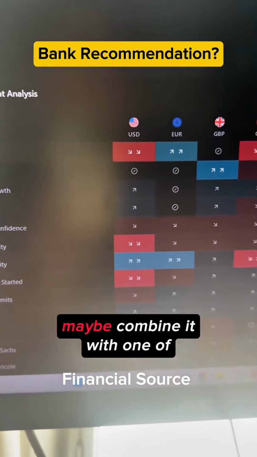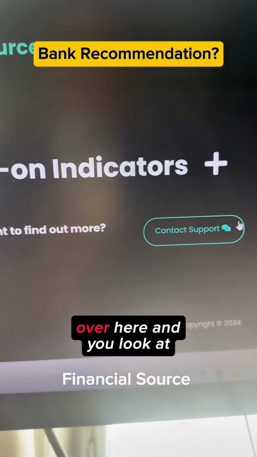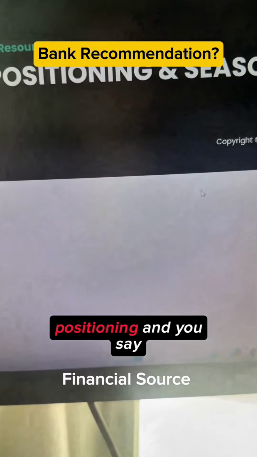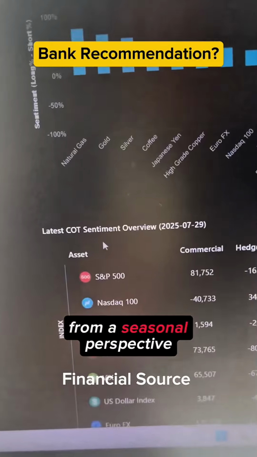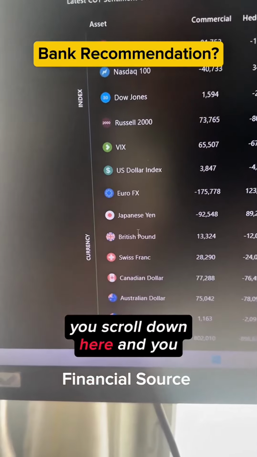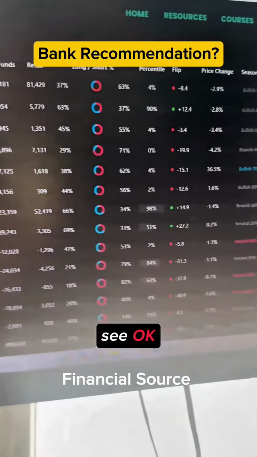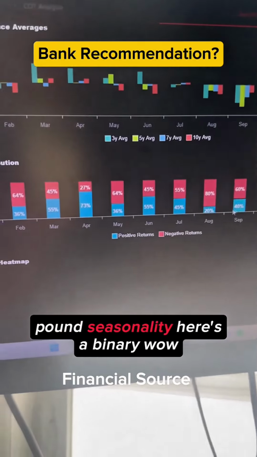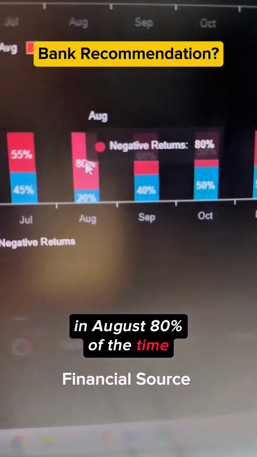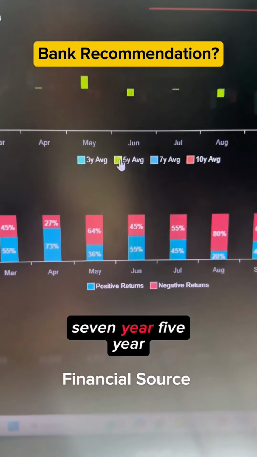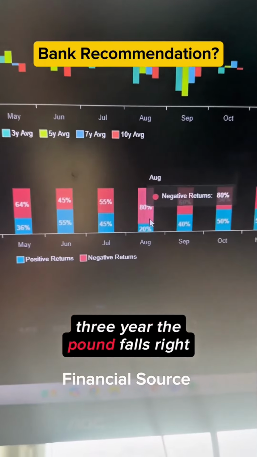And then maybe you combine it with one of our other indicators over here, and you look at positioning, and you say, this is interesting. I wonder how the pound is doing from a seasonal perspective. You scroll down here, and you see, okay, pound, seasonality, here's a binary. Wow, in August, 80% of the time, over 10-year, 7-year, 5-year, 3-year, the pound falls, right?